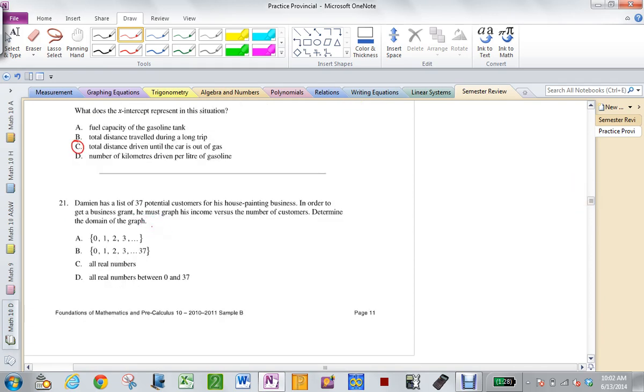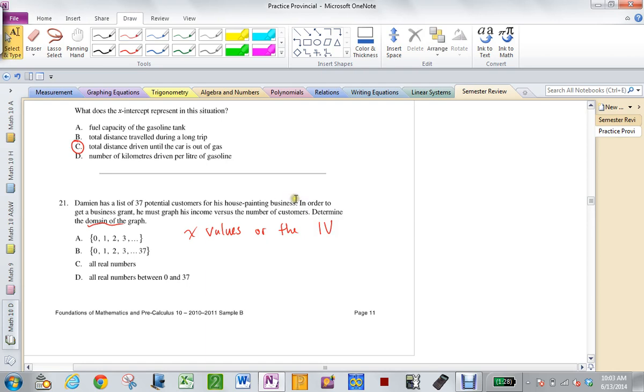Damien has a list of 37 potential customers. In order to get a business grant, he must graph his income. Determine the domain of his graph. So domain are the x values, or the independent variable. So the independent variable is the customers.